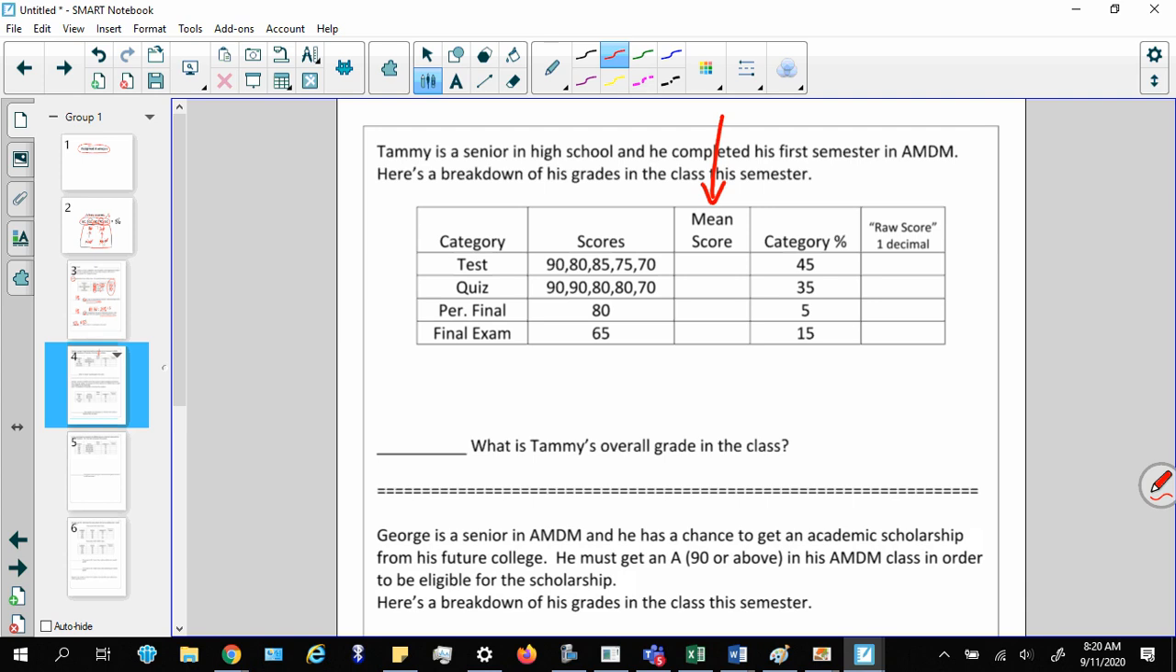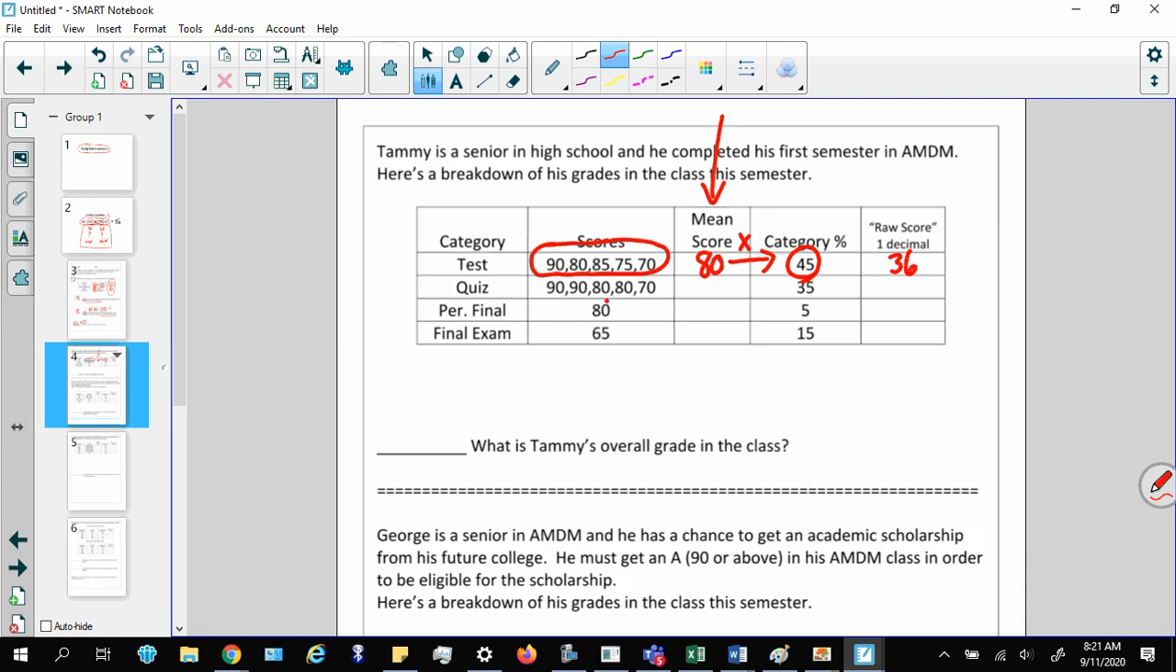Now, this is very simple because all of his test scores are right here. So all you would have to do is add all of his test scores up and then divide by 5. So 90 plus 80 plus 85 plus 75 plus 70, divide that by 5. It ends up being 80. Now, just like what we did with the category percentage, we're simply going to multiply them. So 80 times 0.45 gives you a raw score of 36.